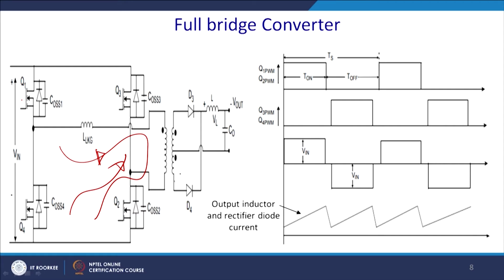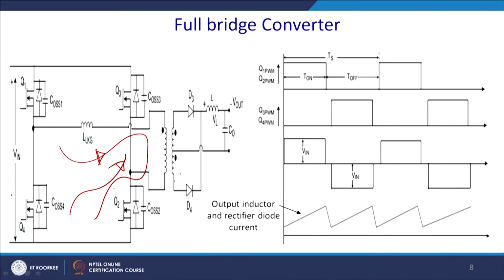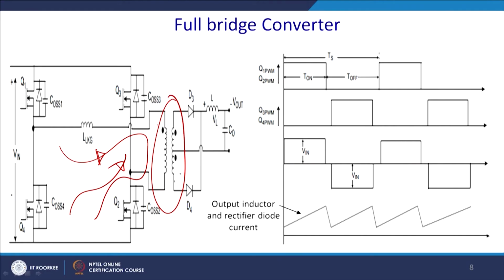Another aspect is the switching stress across the devices. Since both the switches oppose this voltage, the voltage stress across the switch is minimum compared to all other circuits where you have employed resetting circuits, and also here you will get maximum power. Instead of V in by 2, here you get the total V in. So, these are a few advantages.